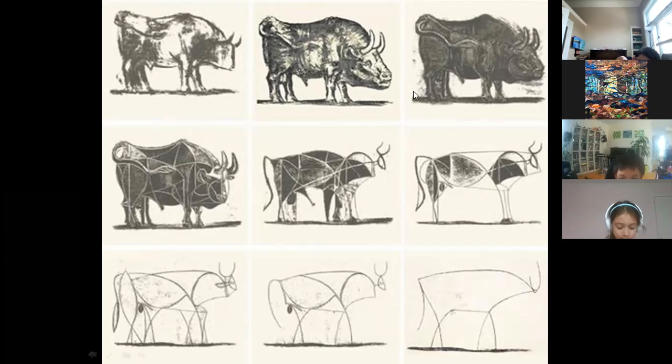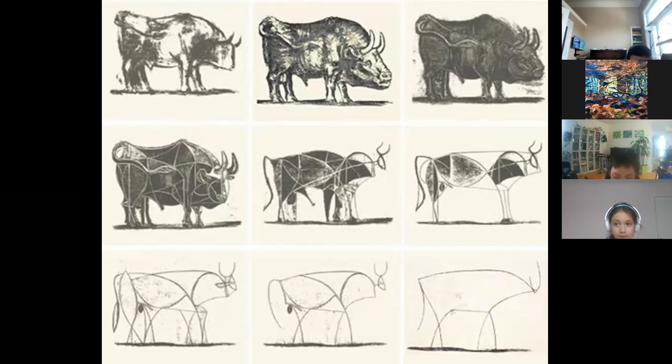On the upper row, we see more realistic animals. And then slowly, step by step, Picasso is taking away all unnecessary parts until in the end, what remains is a bunch of lines. You see, this is the last drawing. In this drawing, what we see is just lines, but those lines perfectly describe what this animal is. And this animal is a bull, is a cow.